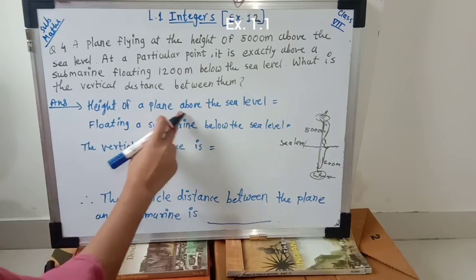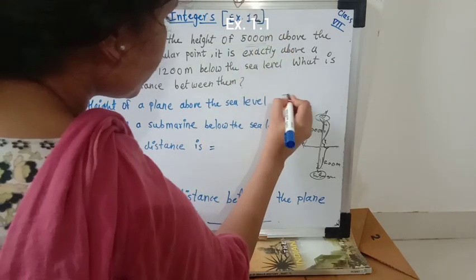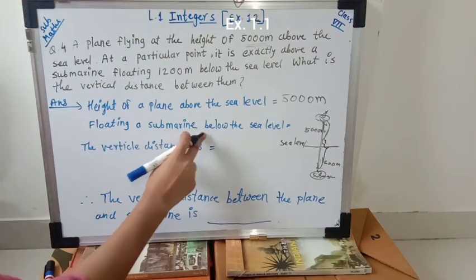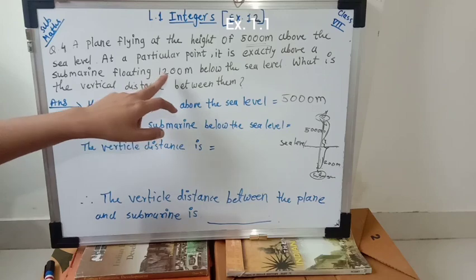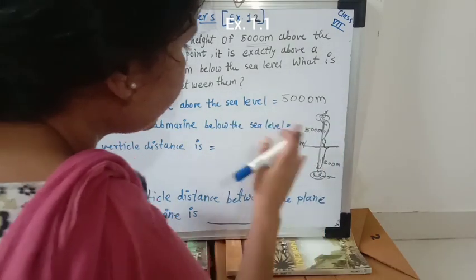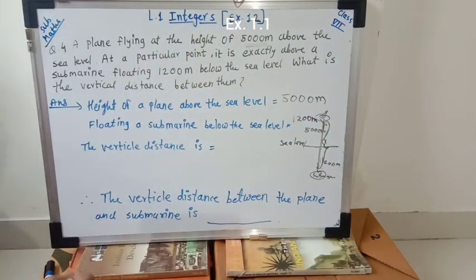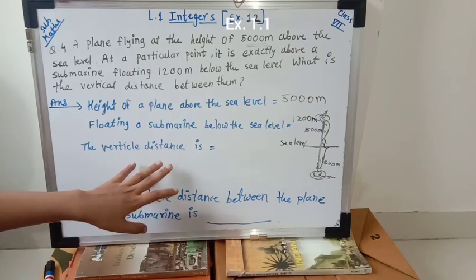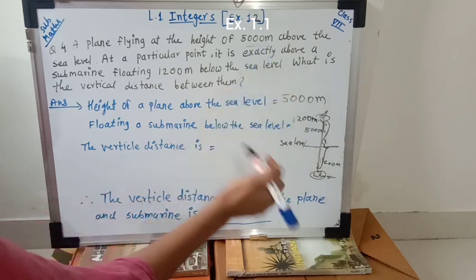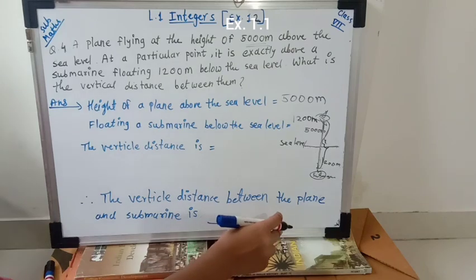So the height of the plane above sea level is 5000 meters. The submarine is floating below sea level at 1200 meters. Here I'll write 1200 meters. Now what we have to do is add these two together to get the vertical distance between the plane and the submarine. So here we have to do the addition.